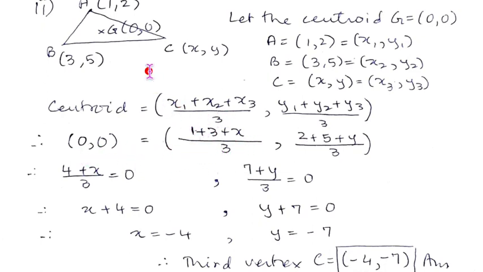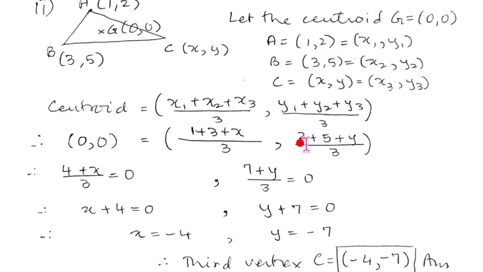Now what is x1, x2? 1 and 3. So 1 plus 3 plus x, that is this one, upon 3. And then y1, y2, y3: 2, 5 and y. We add them upon 3. And that is (0, 0). Now equating, this will be equal to this. So that is (4 plus x) upon 3 equal to 0. That will give us x plus 4. 3 into 0 is 0. So x is equal to minus 4.